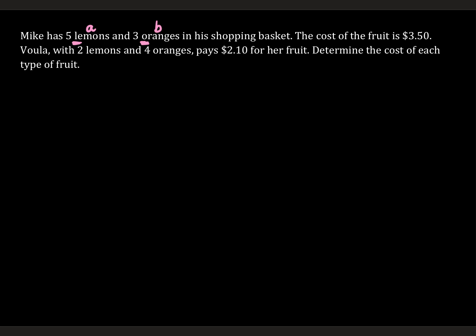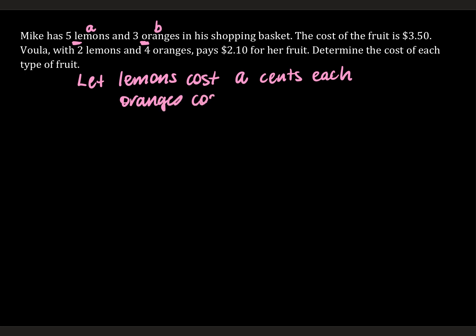Okay, so when I'm defining my variables here, I'm defining it about the cost. Let lemons cost, should we do dollars or cents? Let's do cents. A cents each, and let oranges cost B cents each. I could have done dollars, I'll just end up with more decimals and I don't really like that.